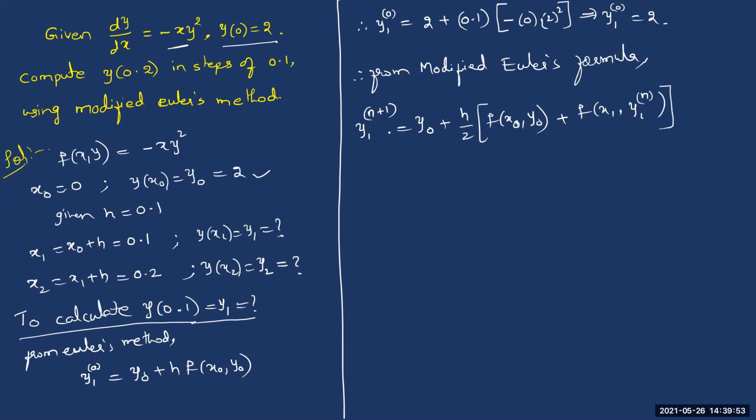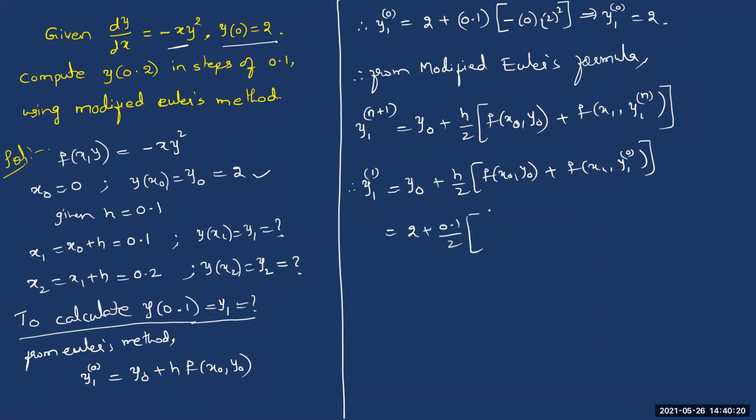Now see, in particular, if you take n is equal to 0 here, you will get the first approximation. So y1 first approximation is equal to y naught plus h by 2 times f of x naught, y naught plus f of x1 comma y1 initial approximation, y1 0. Let us just substitute everything into this. So y naught is 2 plus h, it is 0.1 by 2 into f of x naught, y naught.